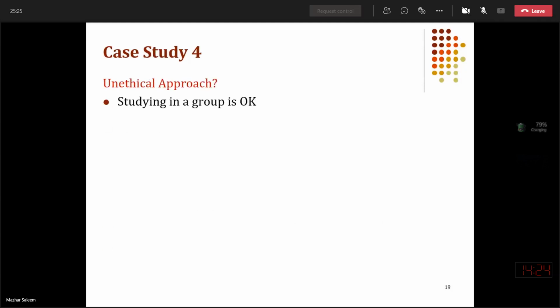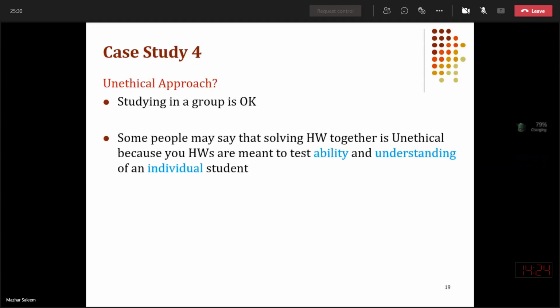So my perspective is studying in group is okay. Some people may say that solving homework together is unethical. Some people may say even solving homework problems together is fine. There might be a difference of opinion. But one perspective, and probably this is more of a teacher's perspective, is that when we assign a homework, we want to test your ability and understanding as an individual student. Okay, it's just like an exam that we give you to solve independently.